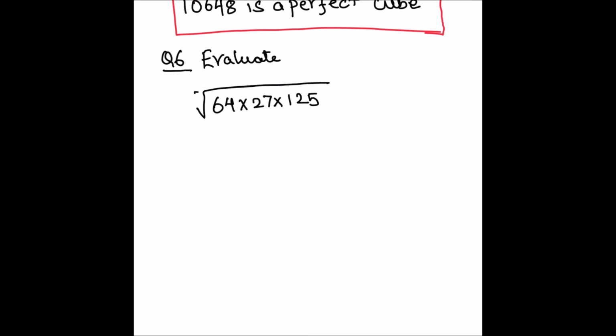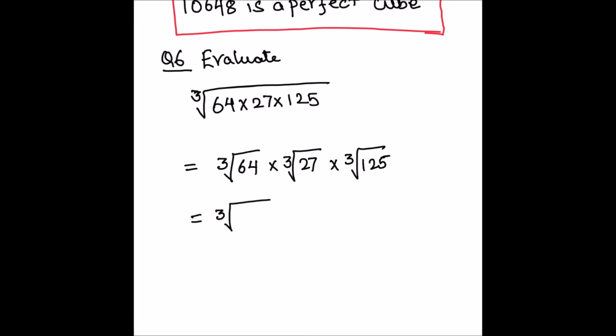Evaluate, and this is the cube root of 64 times 27 times 125. To find the cube root, instead of multiplying all the numbers and finding the cube root of a big number, we can write it as cube root of 64 times cube root of 27 times cube root of 125. So cube root of 64 we can write as the product of factors 4.